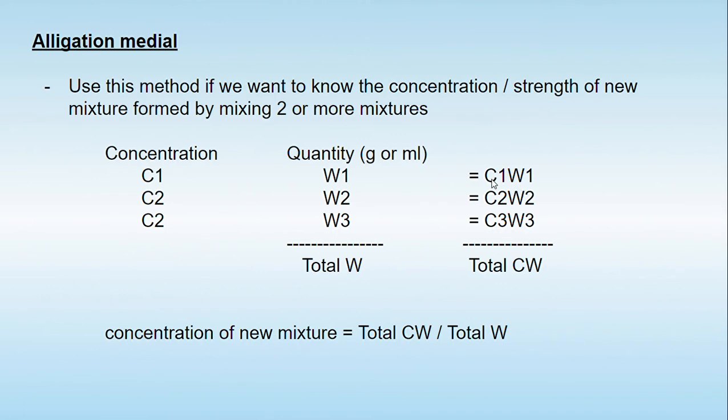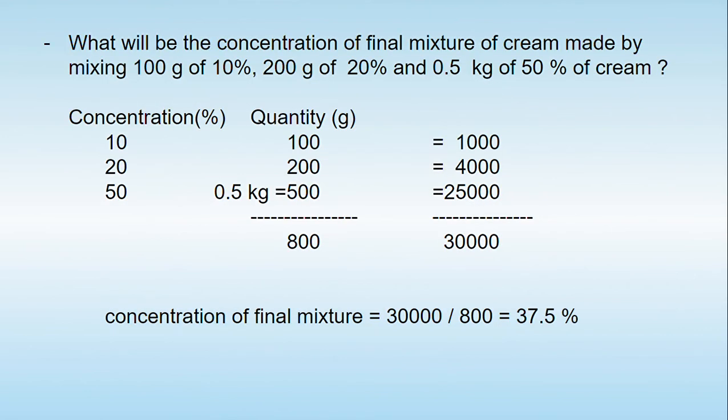I will use C1, V1. So I multiply C1 V1, C2 V2, C3 V3. I'll find the total weight. I find the total of this constant multiplication of the CW over here, and to find out the concentration of the new mixture, I will take total CW divided by the total weight, and I will get the percentage of the resulting mixture. Let's try to understand this with a numerical.